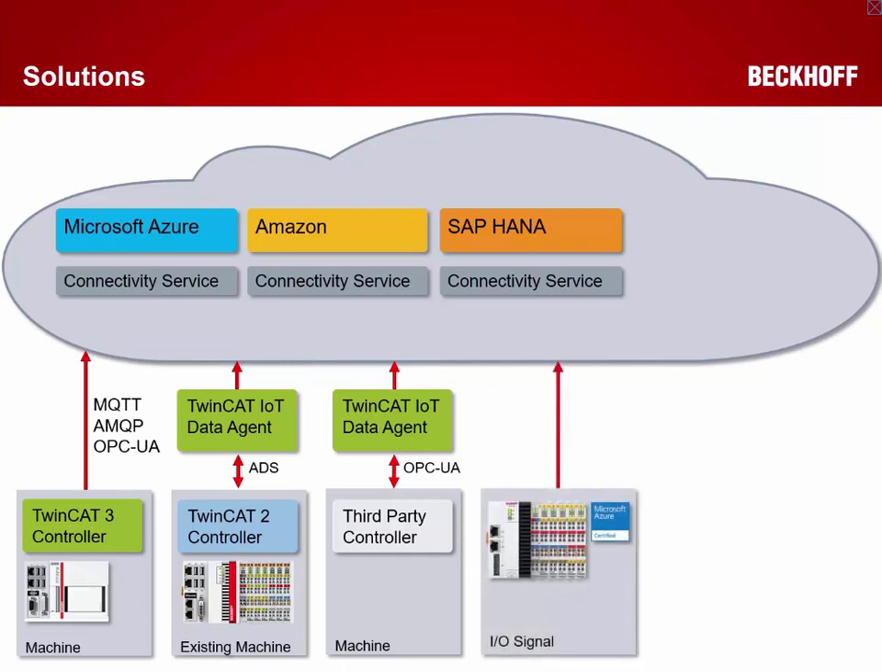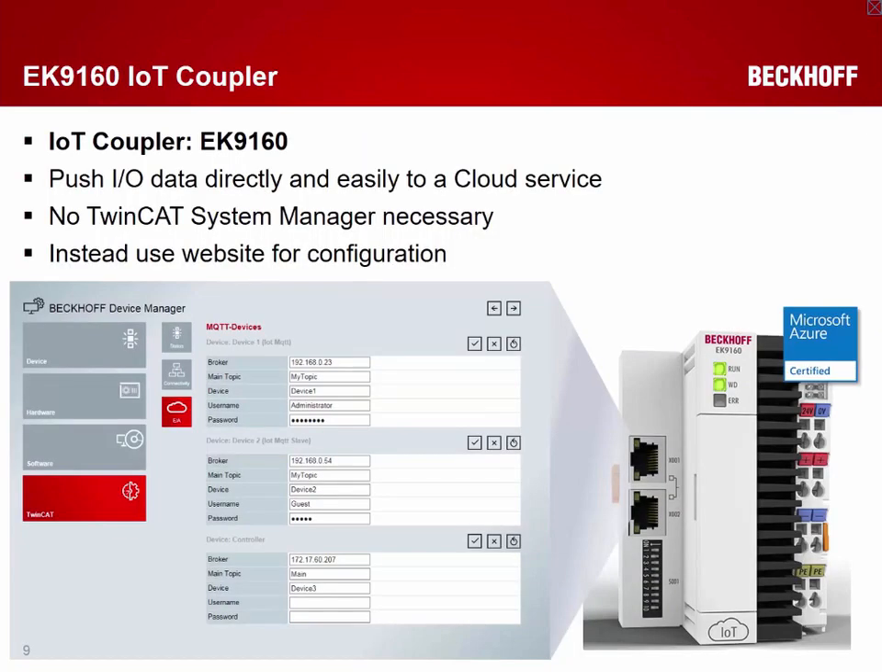But we also announced last year at the Hanover trade show an IoT coupler, which is the EK9160. It's a plain hardware device without any TwinCAT on board. So what you basically do is you configure it via a website. So there's no TwinCAT involved in the configuration. You just have a website that you open. This website is running on the device.